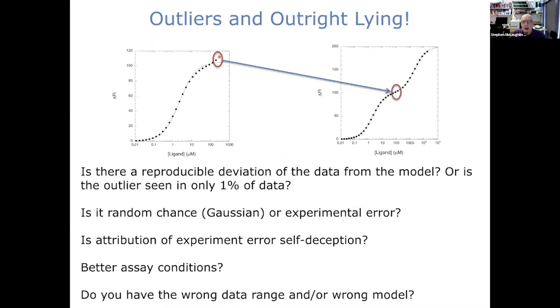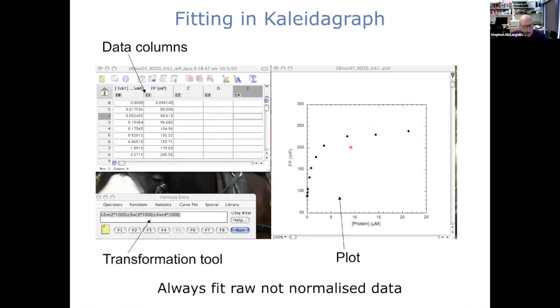So as Chris was saying, look at the variation. Is it Gaussian? Can you think of why is this experimental error maybe at the top here? Can you get better assay conditions if it was segregation? Do you have the wrong data or the wrong actual model itself? Right. So in the last few minutes, we'll just talk about what data programs look like.